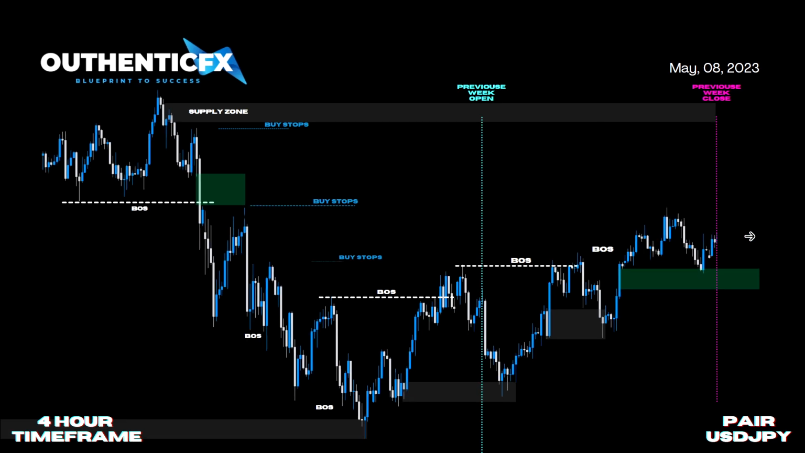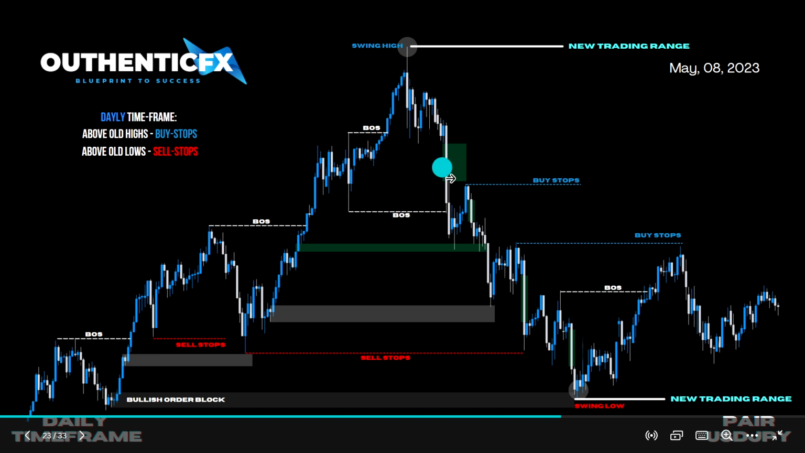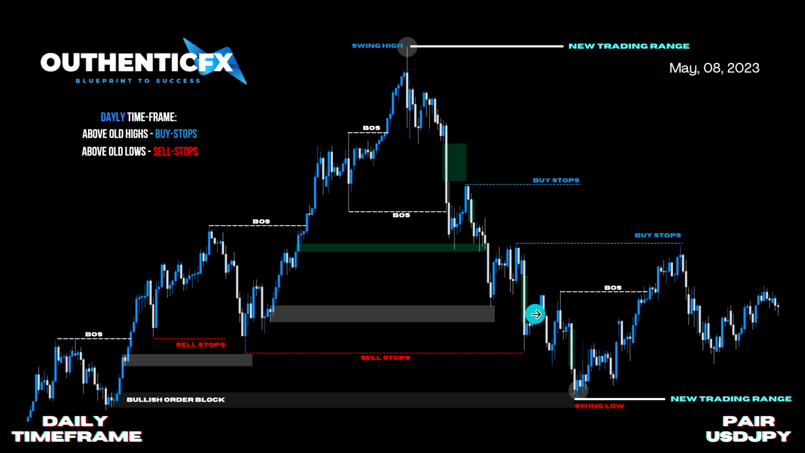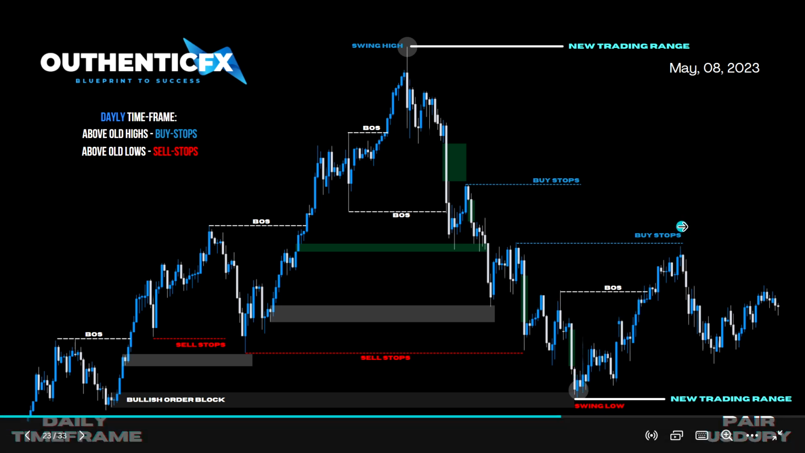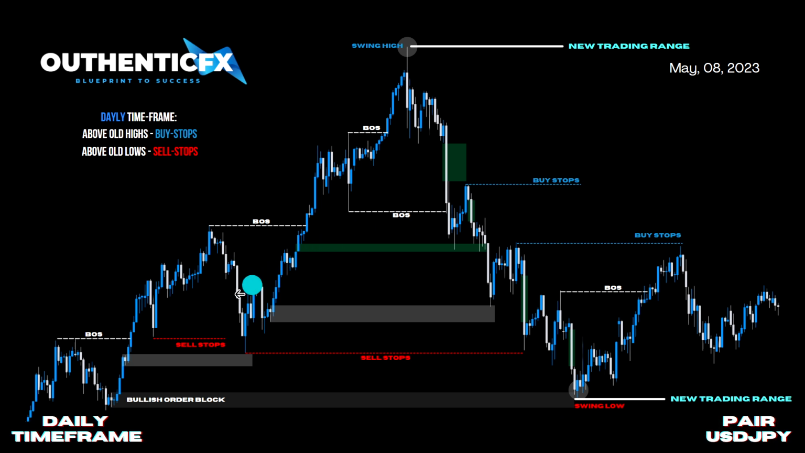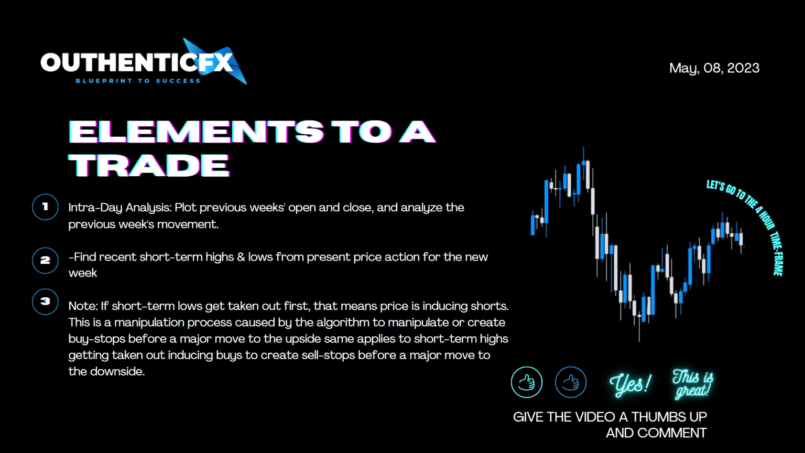So let's put that into the charts, right? Let's go back so I can show you what that basically means. When price is gravitating to the downside, taking out all-term lows or sell stops, that is inducing shorts. It's making traders get into the market to sell before a major move to the upside, right? So a reversal will come once price has taken out all the sell stops that reside at all-term lows. Vice versa with buy stops, right?